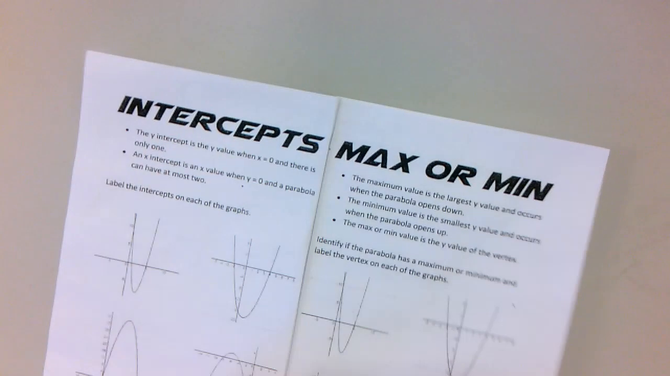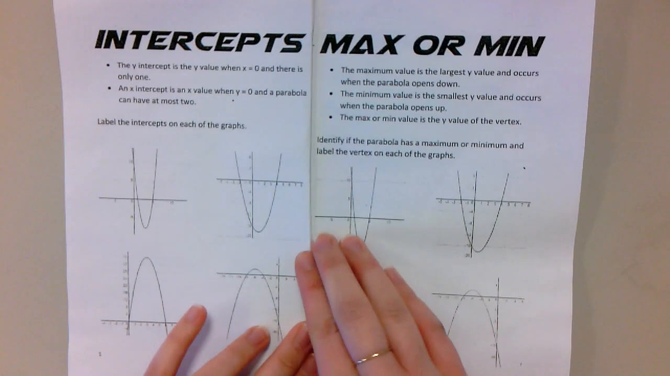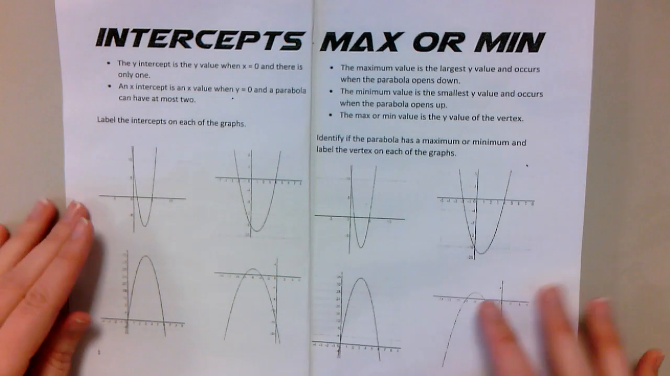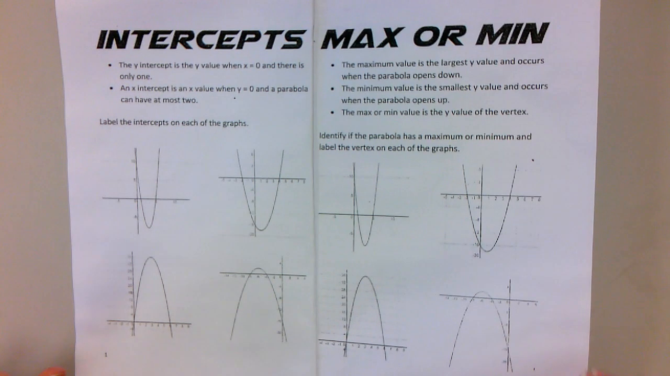Okay. Intercepts, maximum, or minimum. So those are the two things we're going to talk about first. I highly advise using different color highlighters or different color pens to do this, especially when we start putting it all together. It's going to get confusing.